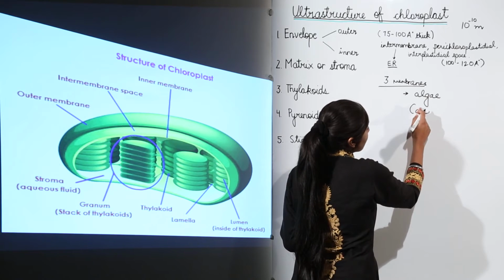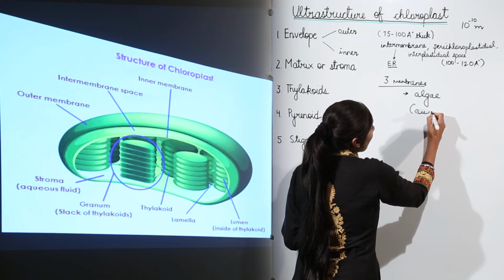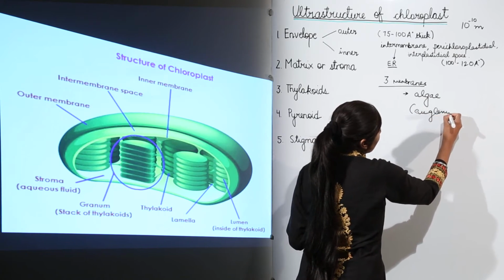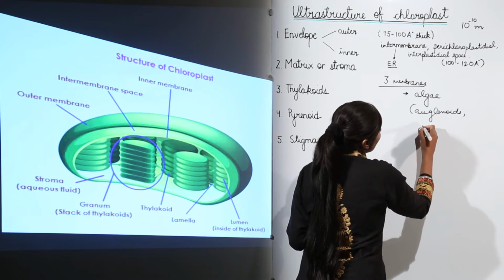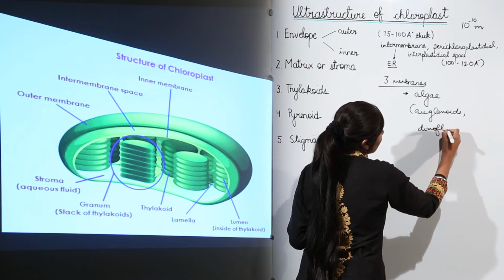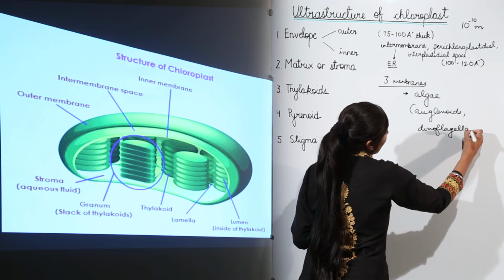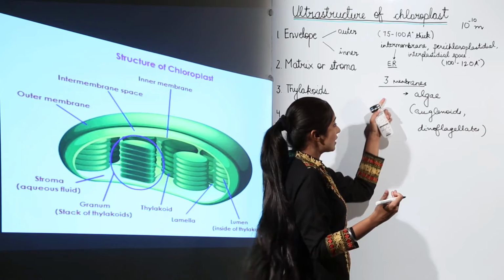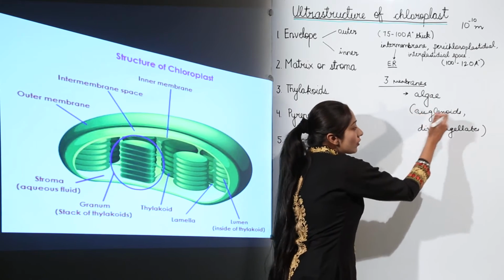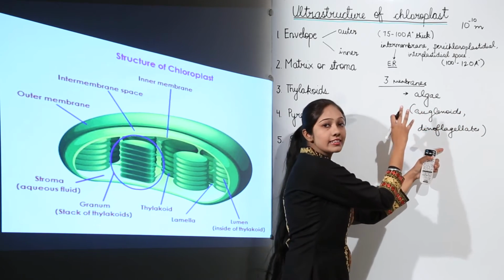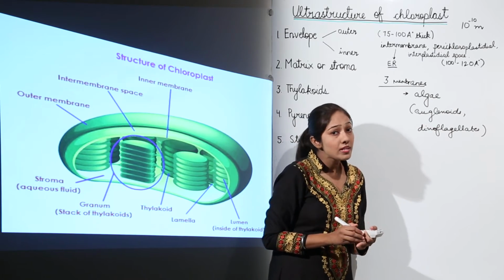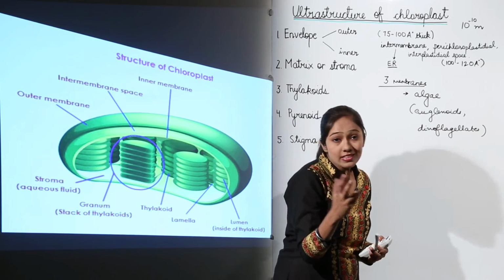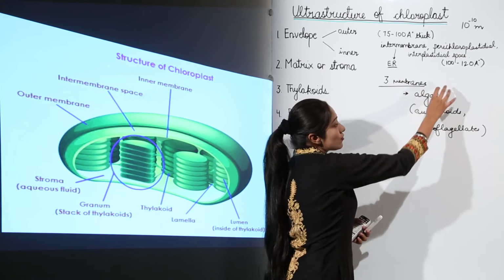And here I can cite an example, euglenoids or dinoflagellates. Okay. So 3 membranes are found in algae, that is euglenoids or dinoflagellates. This is just to cite an example that it is not always the case that the chloroplast has 2 membranes. It can have 3 membranes in some algae.